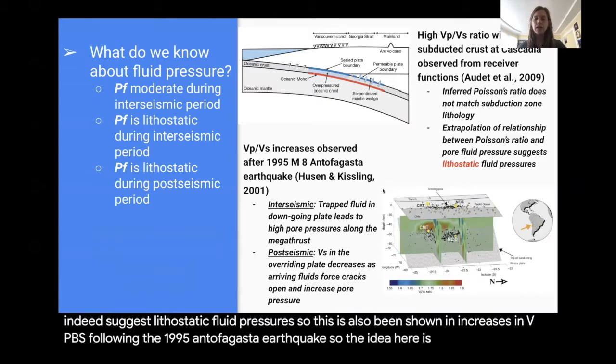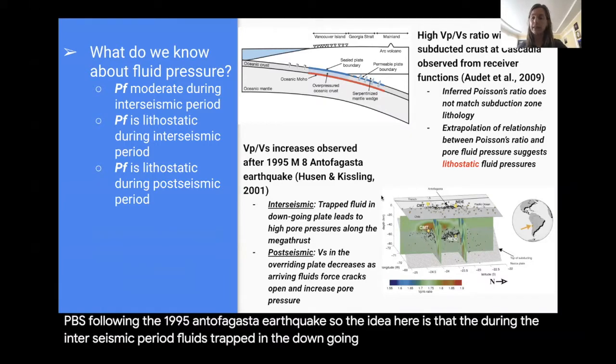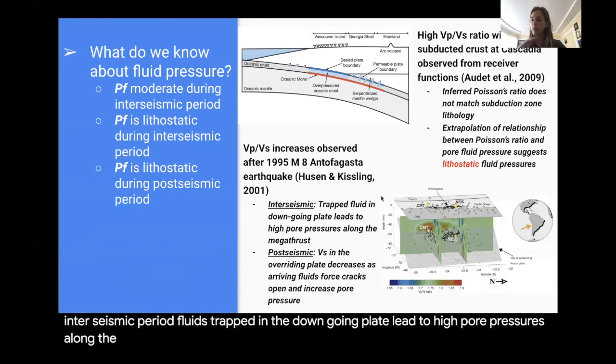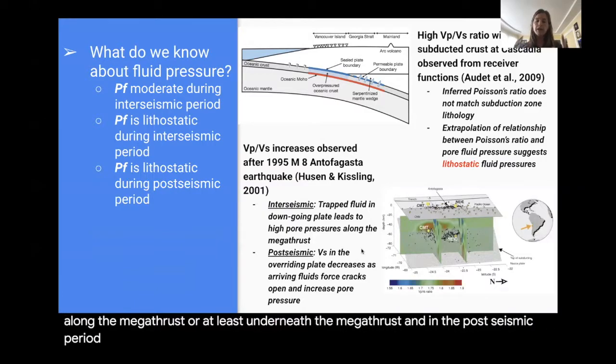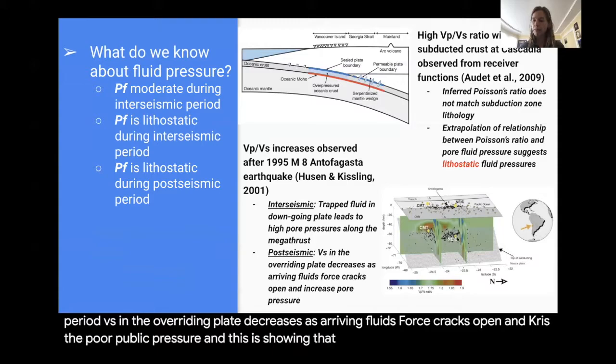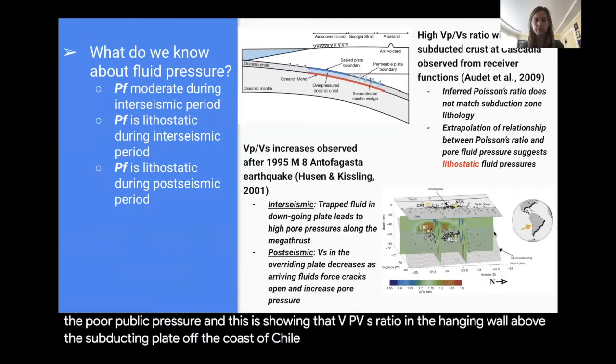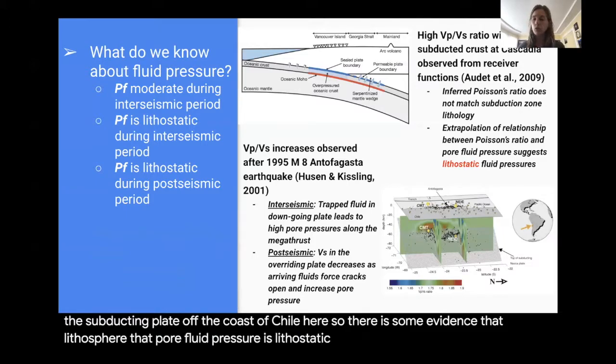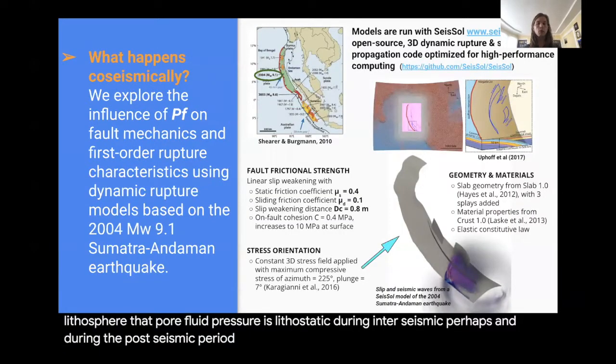So the idea here is that during the interseismic period, fluids trapped in the downgoing plate lead to high pore pressures along the megathrust, or at least underneath the megathrust. And in the post-seismic period, VS in the overriding plate decreases as arriving fluids force cracks open and increase the pore pressure. And this is showing that VPVS ratio in the hanging wall above the subducting plate off the coast of Chile here. So there is some evidence that pore fluid pressure is lithostatic during interseismic, perhaps, and during the post-seismic period. But what happens coseismically?